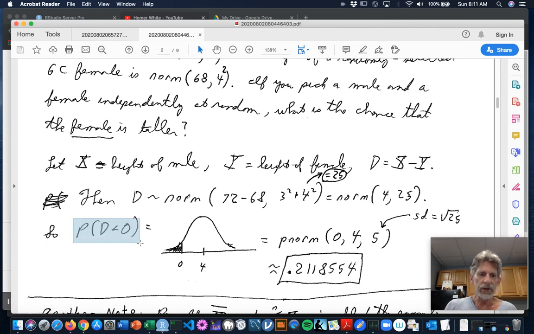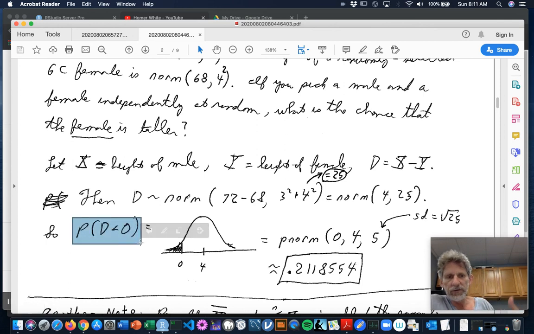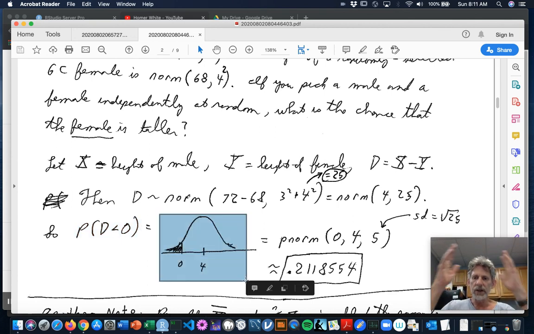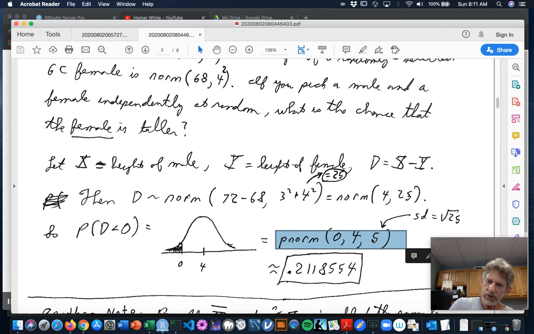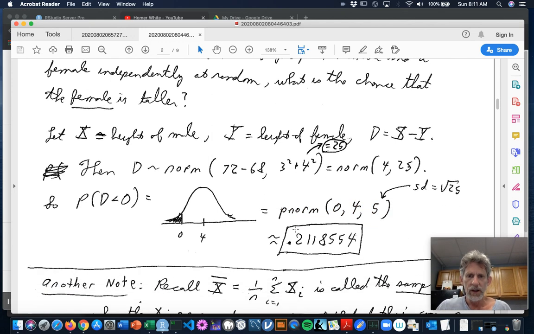And we're looking for the chance the female is taller, so we're looking for the chance that the difference is less than 0. In your mind's eye, you imagine a bell-shaped curve centered at 4, and you're wondering what's the shaded area underneath it before 0. Okay? So you could head to pnorm, 0, mean is 4, and you got to switch to R's way of thinking where it sticks in the standard deviation. So you got to put in a 5 there. Very easy to miss. And you get about 0.21. Okay.